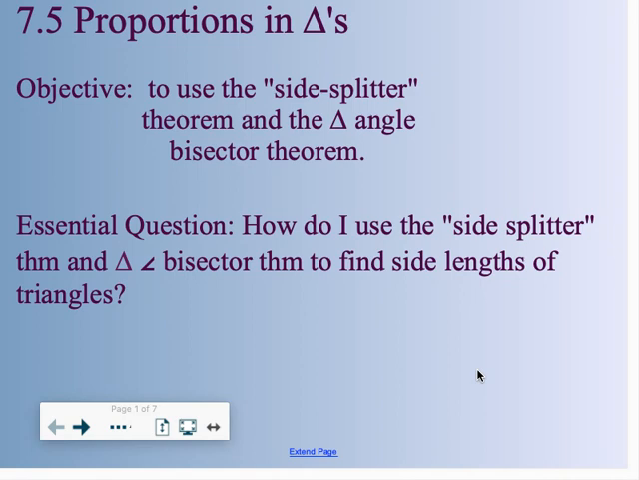Our objective today is to use the side splitter theorem and then the triangle angle bisector theorem. So our central question: how do I use the side splitter theorem, and how do I use the triangle angle bisector theorem to find side lengths of triangles?